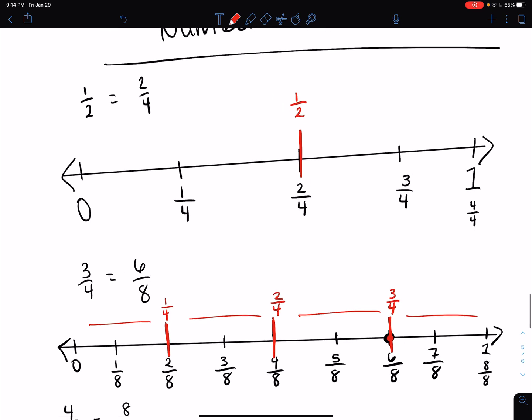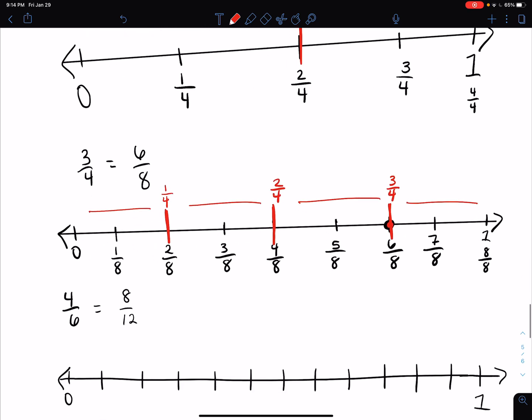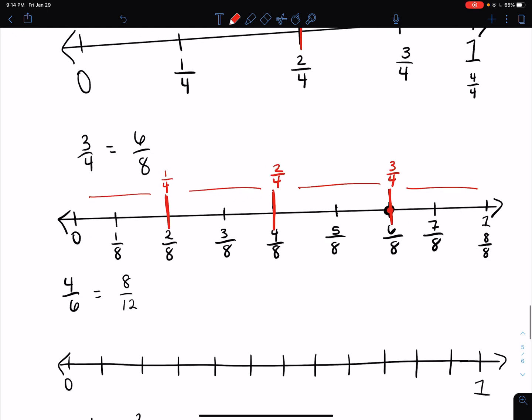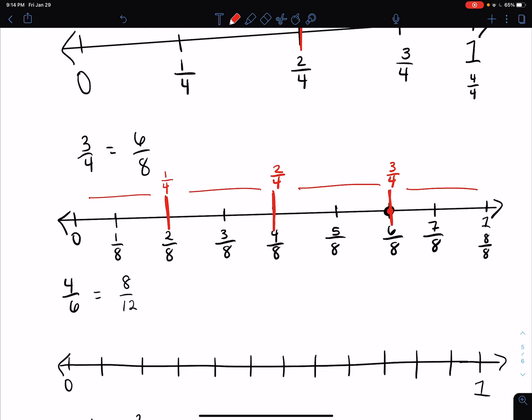So here's our next one, and I actually want you to try this one really quick. Just try it, and then come back and check yourself, see if you got it. So again, we are going to start with what we know. I always like to just start with what I know.